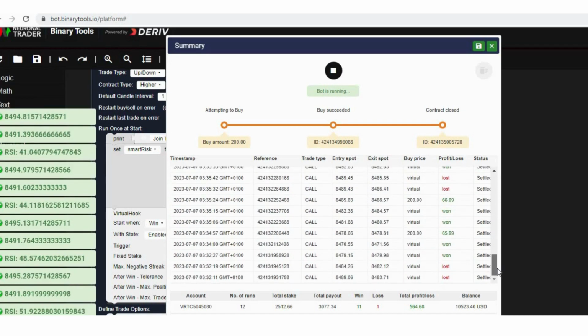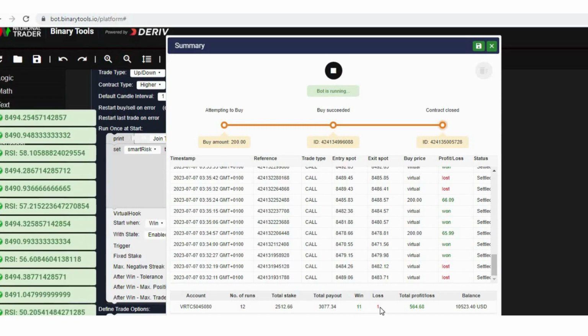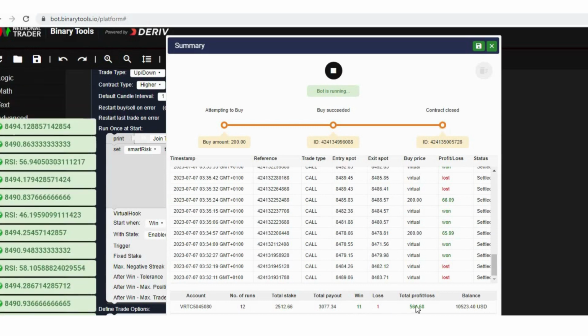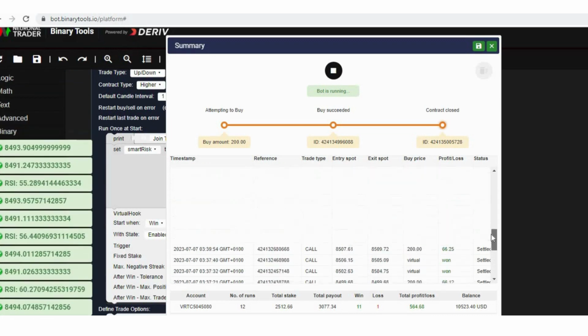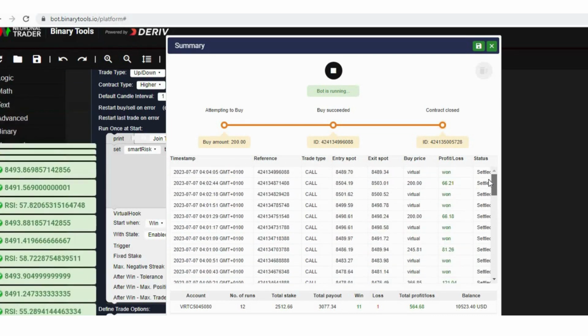So look at it. Look at all the trades we've had so far. These are live trades. 11 wins, 1 loss. So we have 564. Let me scroll up again. So these are live trades just for you to see.